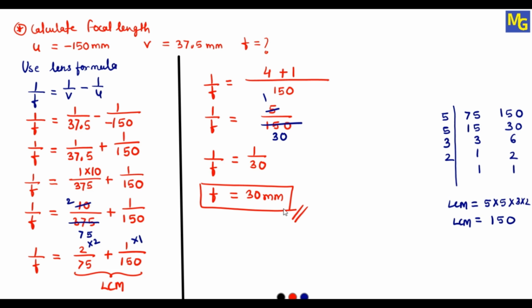You can see the sign is positive, and we know for a convex lens the focal length will be on the other side. On the right side it will be a positive value, and this is a positive value. Therefore, the focal length in this question is 30 millimeter. So this is the answer for question D.